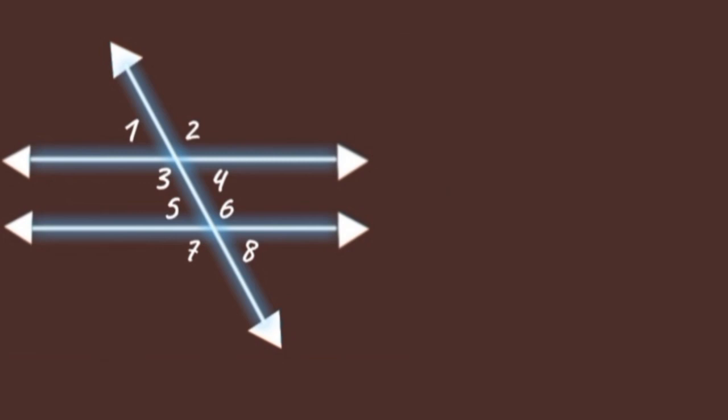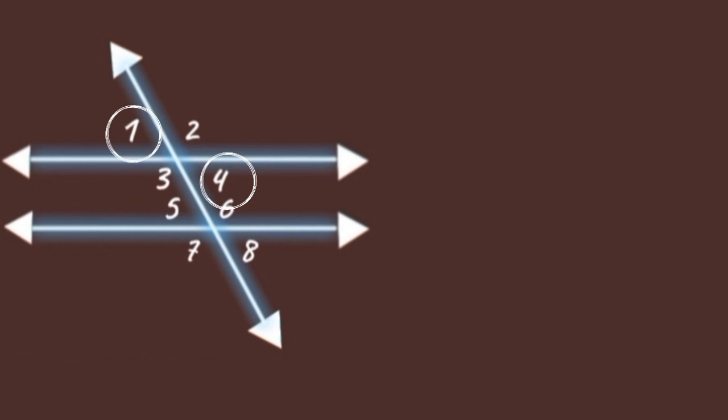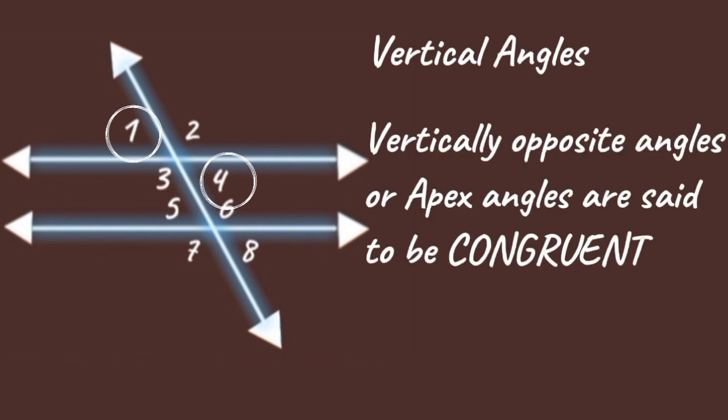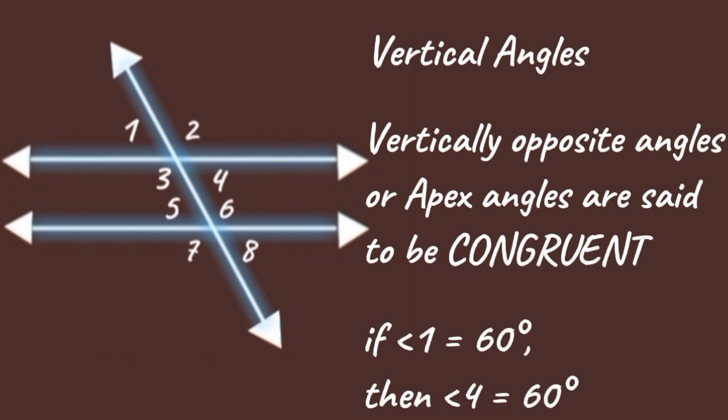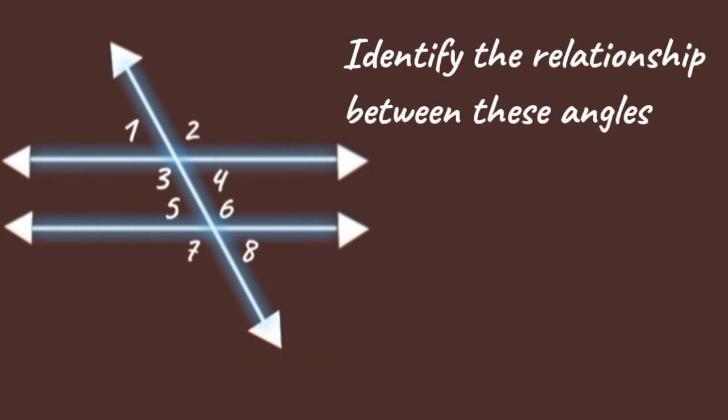Now, identify the relationship between angles 1 and 4. Angles 1 and 4 are said to be vertical angles. Vertically opposite angles or apex angles are congruent, which means angles 1 and 4 have the same measurements. Assuming that angle 1 measures 60 degrees, we can conclude that angle 4 also measures 60 degrees. Some vertical angles we can observe in the illustration are angles 2 and 3, angles 5 and 8, and angles 6 and 7.